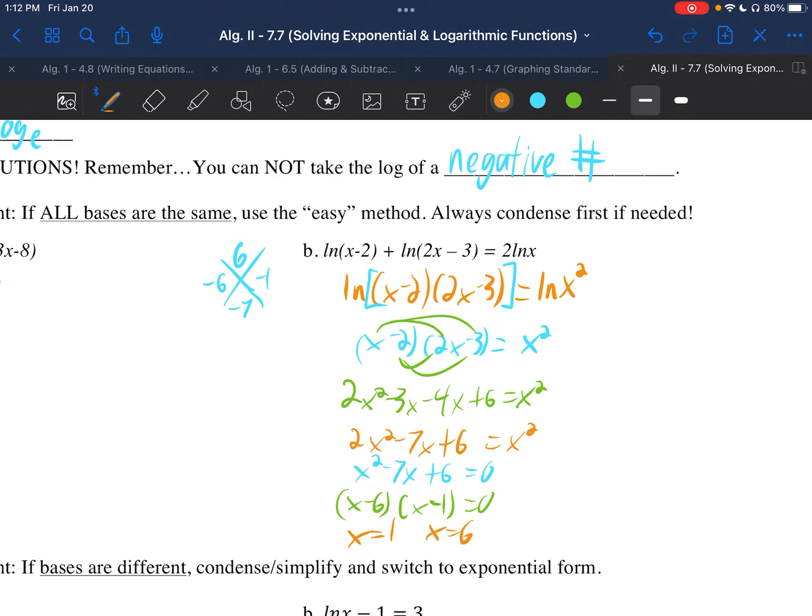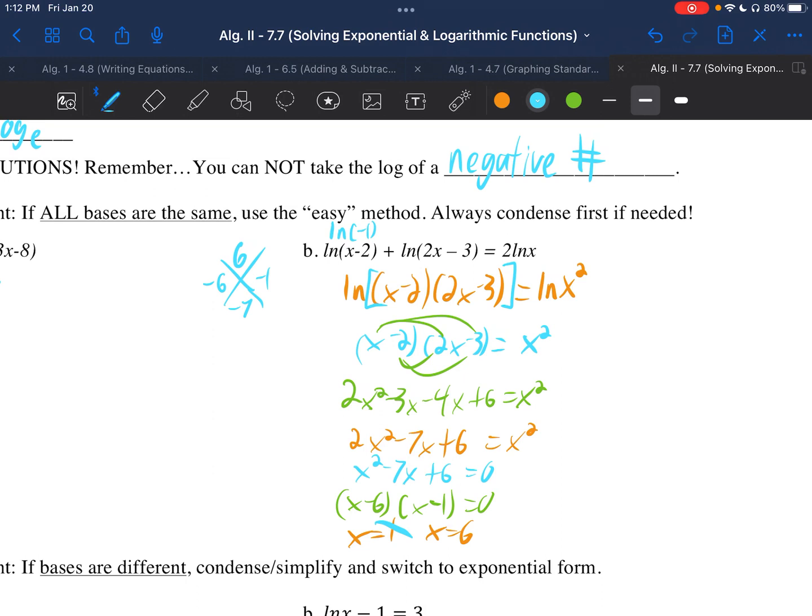Once again, it's important to check our answers because we can't take the log of a negative number. So if we check them in our very original one, we get the natural log of 1 minus 2 using x equals 1, and that's natural log of negative 1. We don't even need to bother checking the other two parts of it because that can't work, because you can't take the log of a negative number.